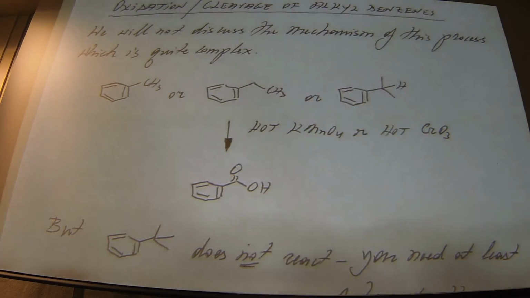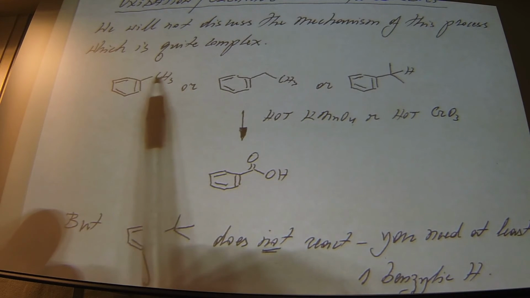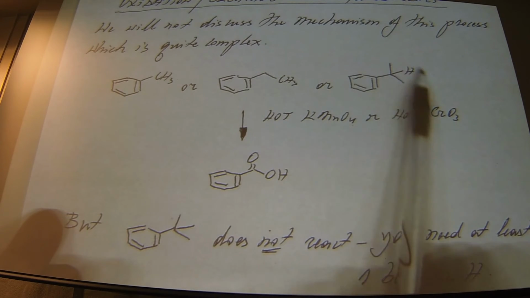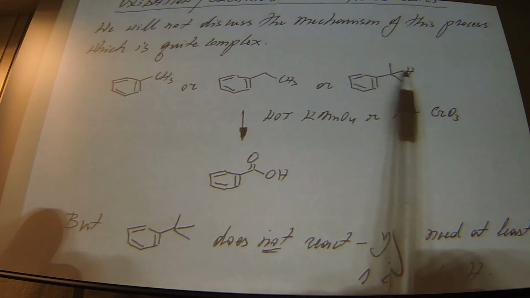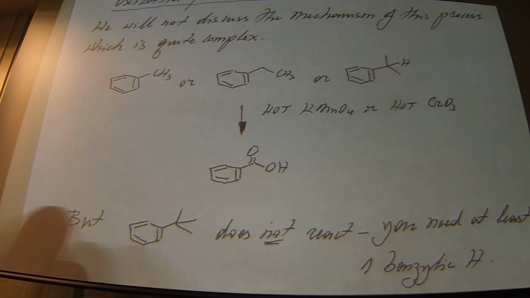Okay, so here's another oxidative cleavage. The cleavage here takes place at the benzylic carbon. And it will take place if you have a methyl, an ethyl, or an isopropyl, but you need to have at least one benzylic hydrogen atom. So the reaction gets started at the benzylic hydrogen. If you don't have a benzylic hydrogen, no reaction.